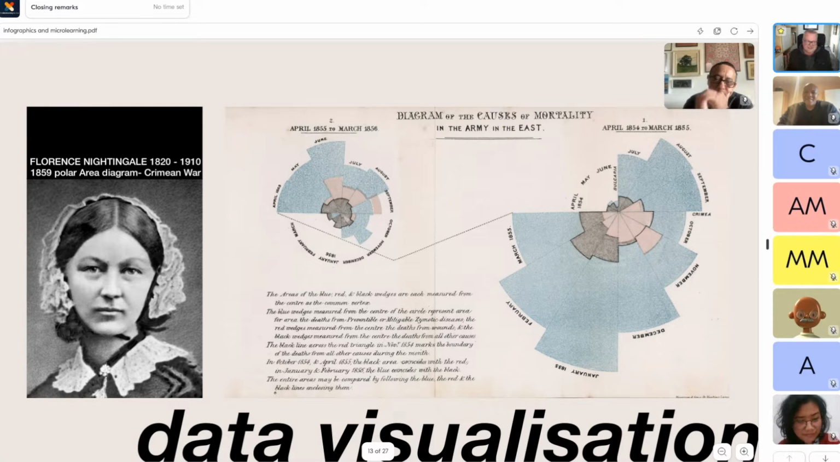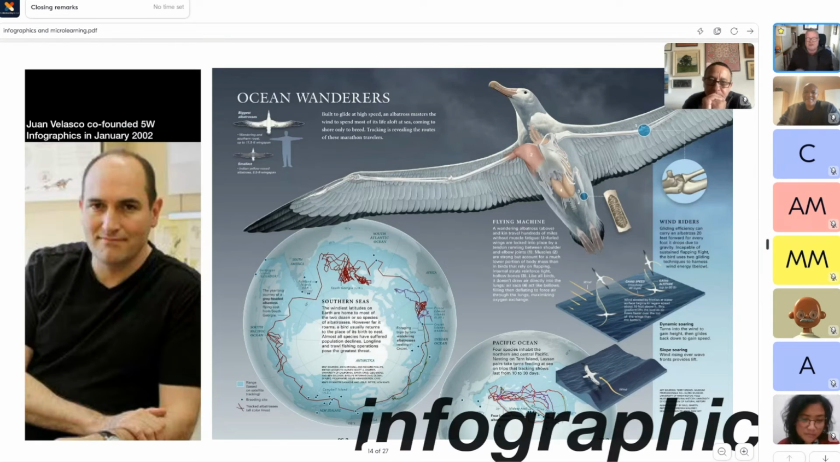So that's data visualization. I want to move on to the meat and veg of it, which is the infographic. This is an infographic that's just amazing. He calls himself a data journalist. He is a guy called Juan Velasco, and he founded this company back in 2002, where he is able to put together data, infographics, and story to create these wonderful infographics.